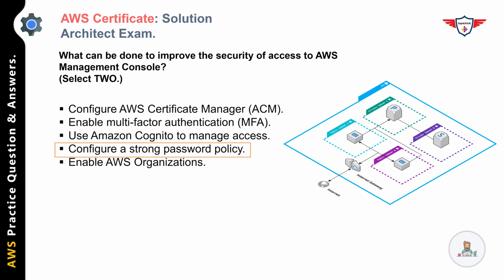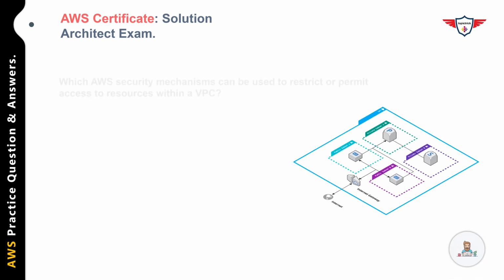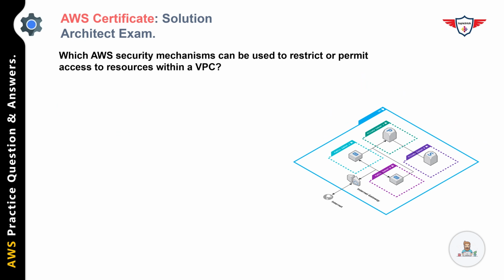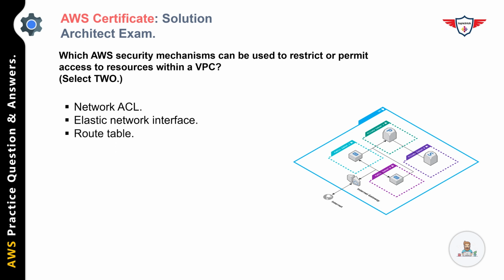The correct options are enable multi-factor authentication and configure a strong password policy. Which AWS security mechanism can be used to restrict or permit access to resources within a VPC, or virtual private network? There are two options that you have to select. Your options are network ACLs, elastic network interface, route table, security group, or VPC flow logs. The correct answer is network ACL and security group.